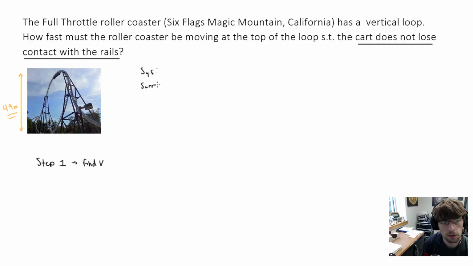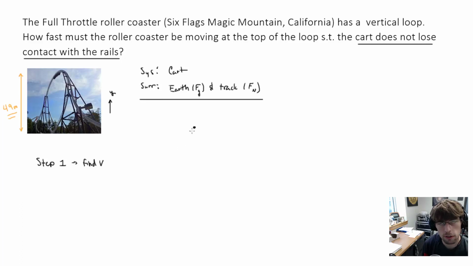Let's get an idea of system and surroundings. I think here the best system would be the cart and the earth. For the surroundings, here is the force of gravity and the track. We'll call that the normal force, Fn. Let's set up a coordinate system. That's always good. I'll call up positive here. And let's do our free body diagram. Wham! There's our cart. And we have our force of gravity going downwards, Fg.